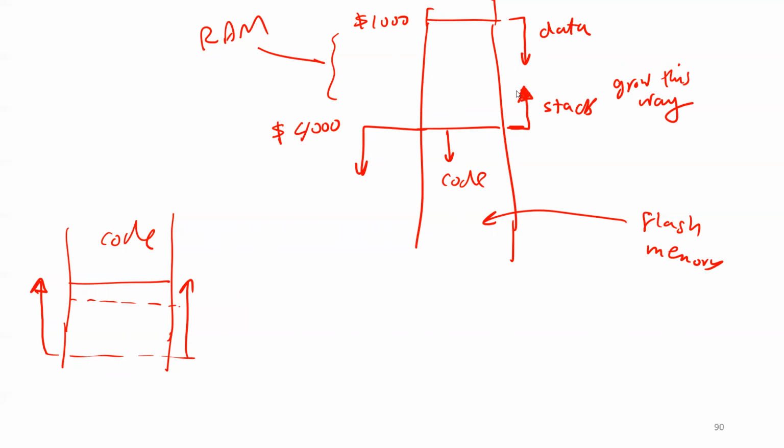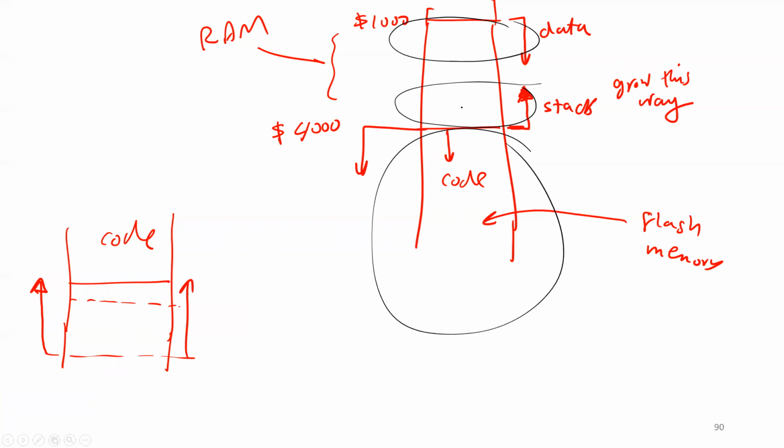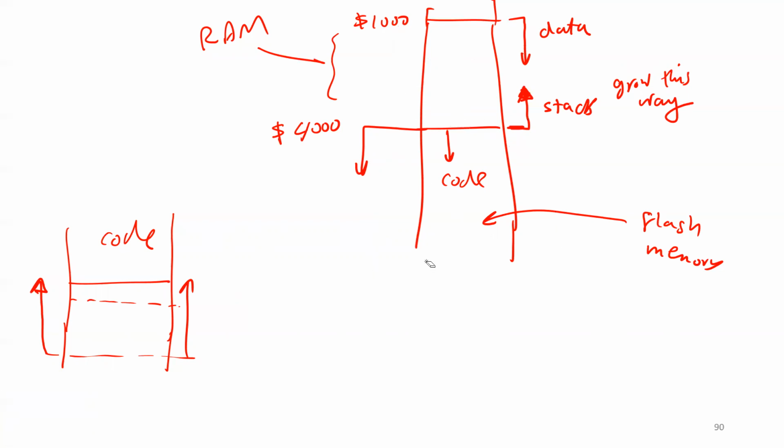Now we have a space. Maybe I'm going to use some space here for the stack, some space here for data, and the code will be here. Again, as I told you, there is an observation here: the stack is going to grow from the high address to the low address. That's right, as you see here. When the stack grows, I'm going to go to lower addresses. Okay, this is how it is.